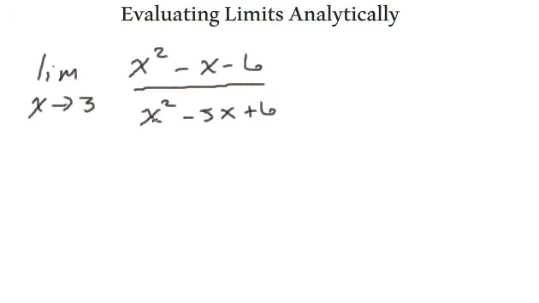What about down here, or I'm sorry, in the denominator? We got 3 squared is 9, and 5 times 3 is 15, and then we end up with 9 minus 15 is negative 6, and negative 6 plus 6 is 0. So we get 0 over 0. Okay, so let's do some factoring if we can.